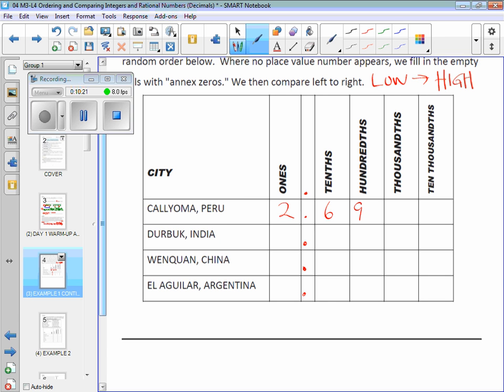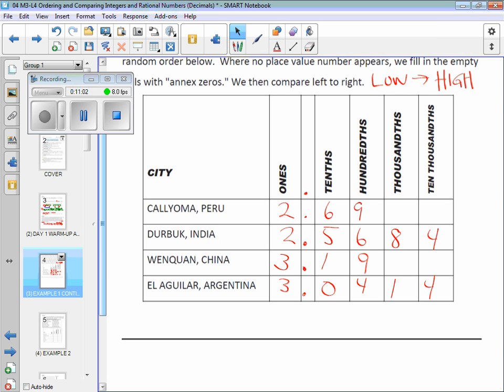What about Durbuk, India? Jack. 2.5. Yep, that spans all the way out to the ten-thousandths. Wenquan, China. Aguilar, Argentina. 30 and 404. Crafty.